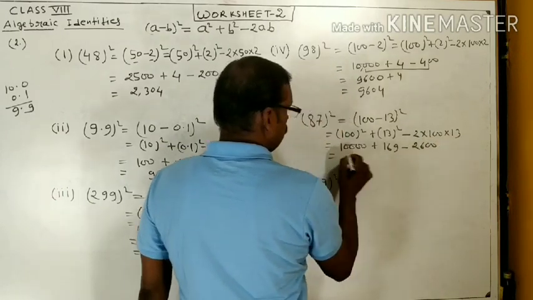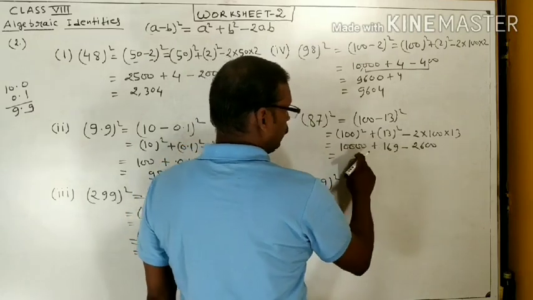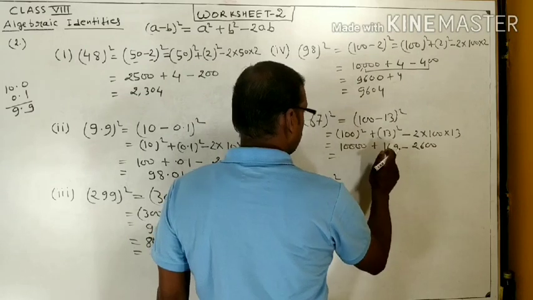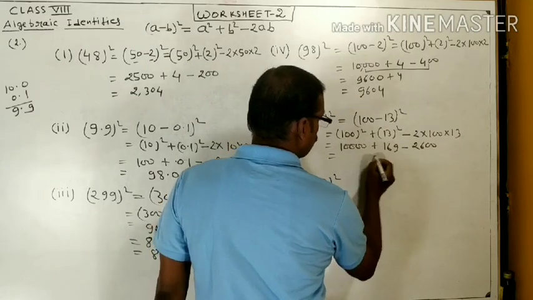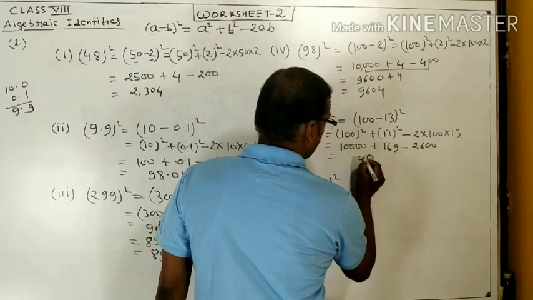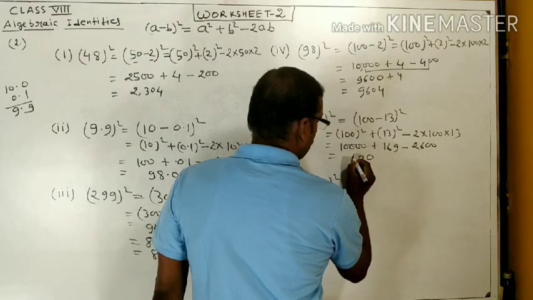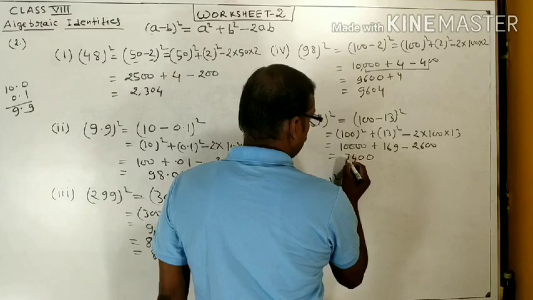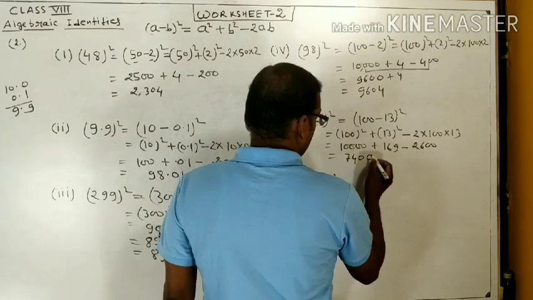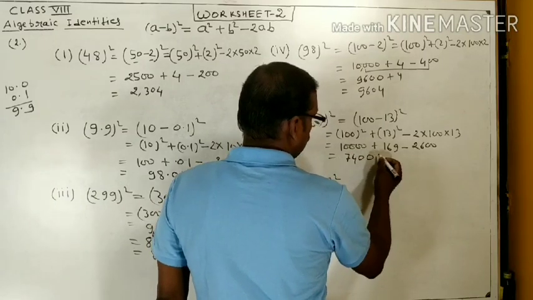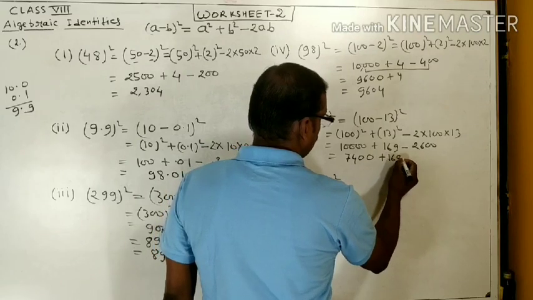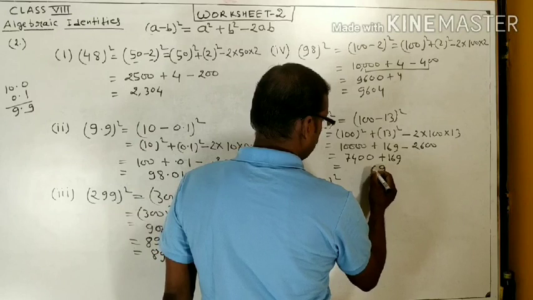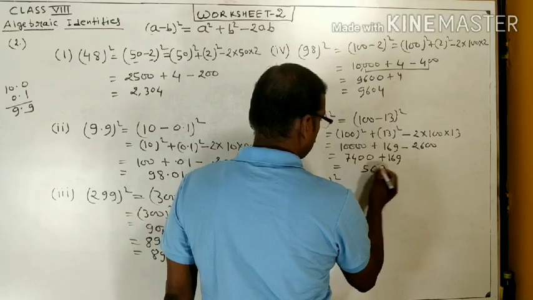Now subtract first 2600 from 10,000 and then add 169. 0 minus 0 is 0, 0 minus 0 is 0, 10 minus 6 is 4, and here it is 9, 9 minus 2 is 7, so 7,400. Plus 169, and adding these two numbers, we get 7,569.